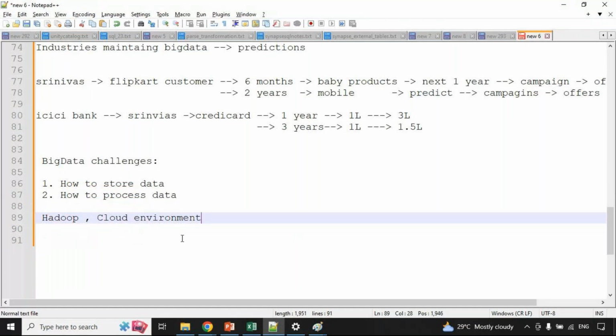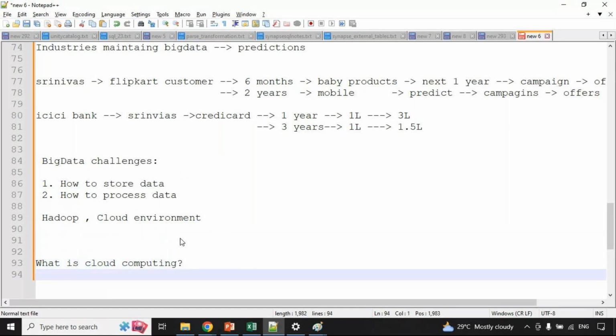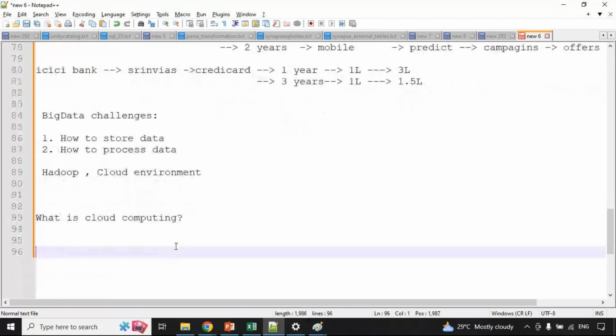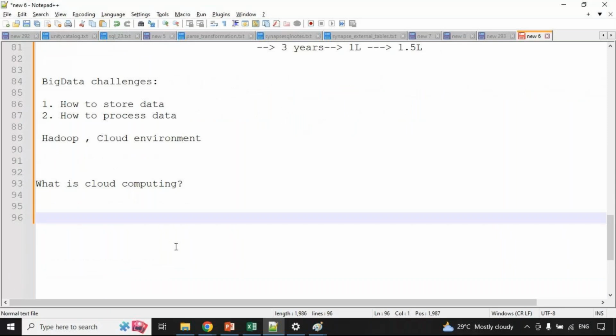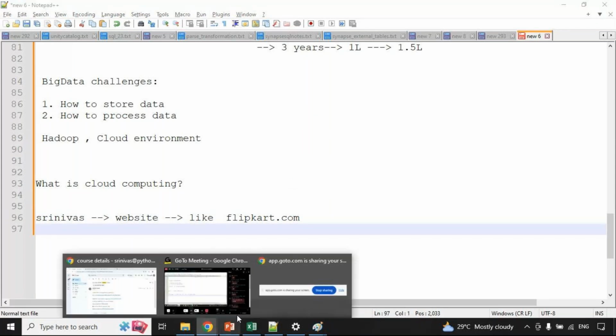So here you have to understand, what is cloud computing? Before going to cloud computing, let me tell you one simple example. Consider I'm going to start a website like flipkart.com. I want to start a retailer website.